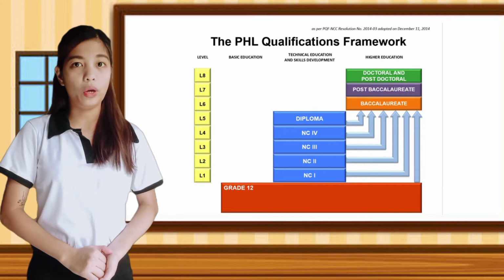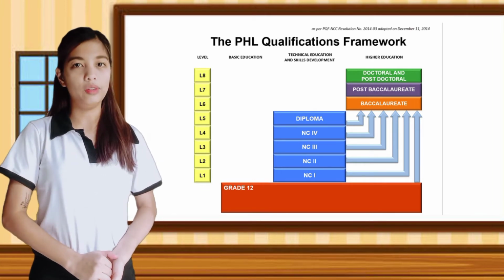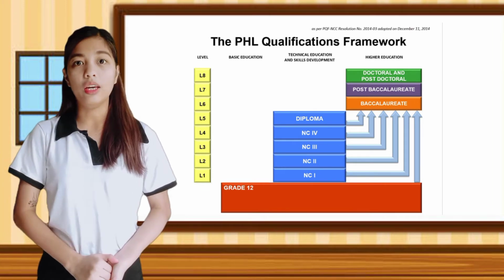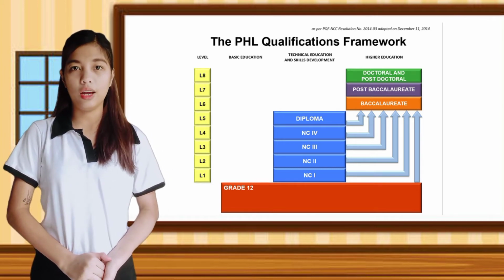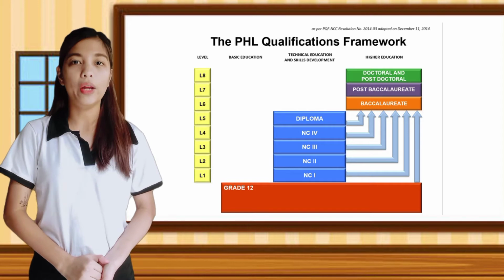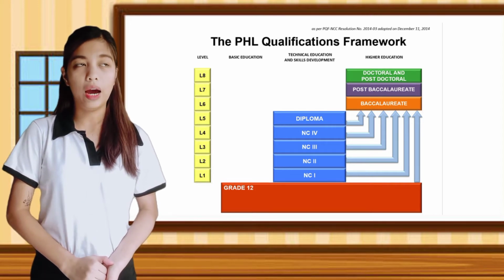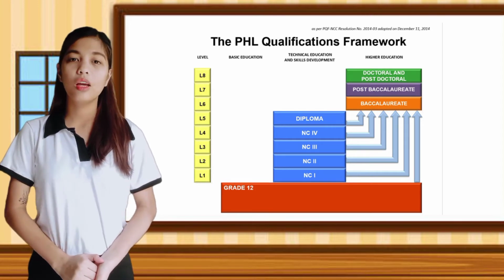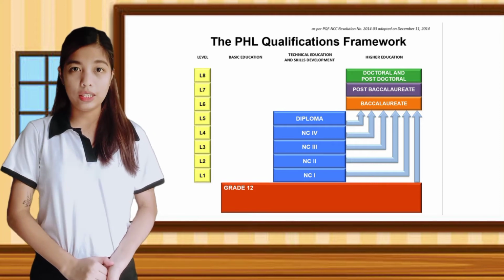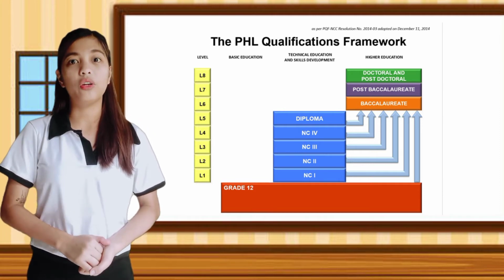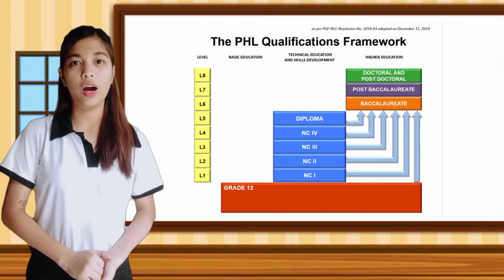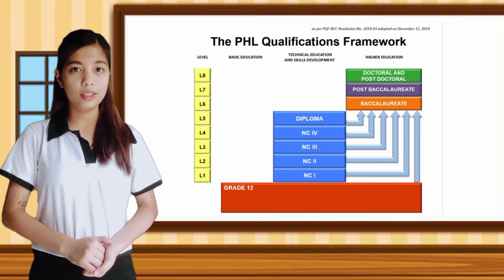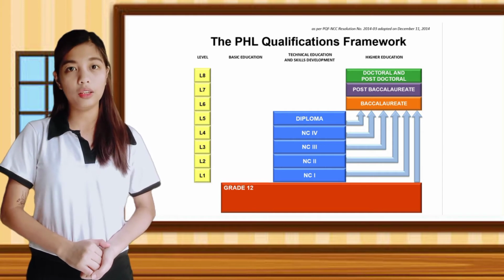PQF is divided into 8 levels, level 1 to level 8. The first level is to be achieved by grade 12 graduates who can be awarded a National Certification 1 or NC1 if qualified by the TESDA. Note that level 2 is NC2, level 3 is for NC3, level 4 is for NC4, and level 5 will be certified by the TESDA or CHED in their respective programs.